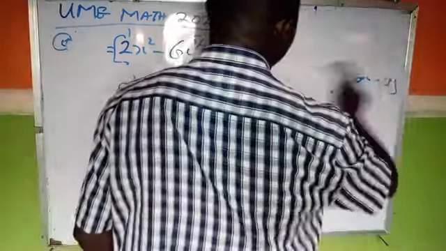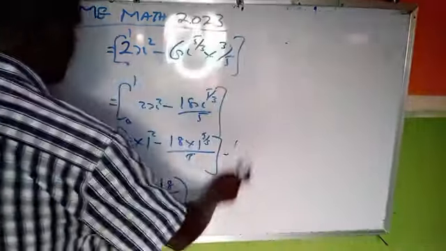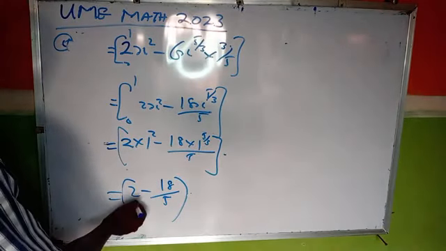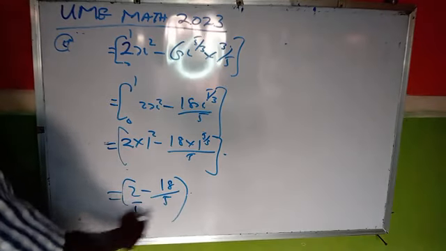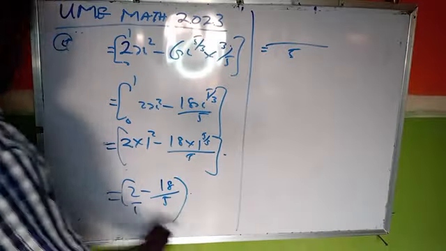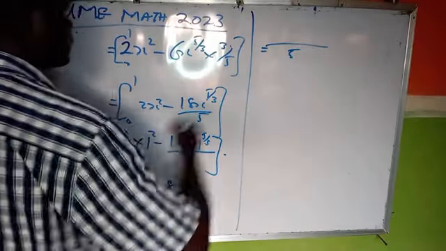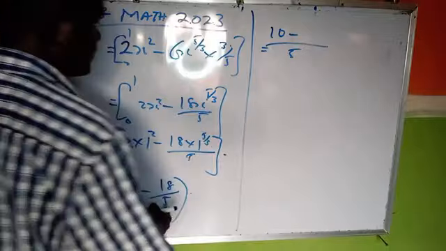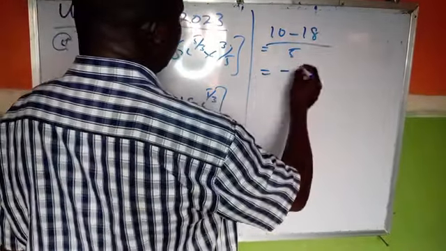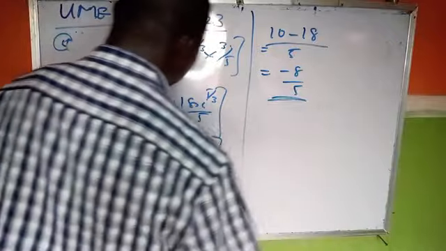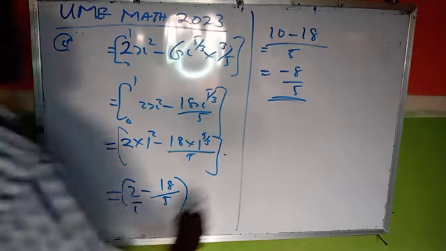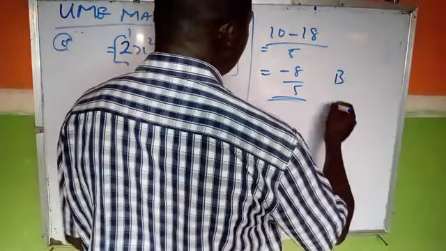So from there you can have 2 minus this. So that's what we are going to do now. Look at this. The LCM is 5. So you will have 5 into what? 5 in 1 is 5, but that's 5 multiplied by 2, 10. Minus 5 in 5 is 1 times 18 is 18. So this minus this, we have minus 8 over 5. So that is the answer. So the answer there is what? B. That's B.